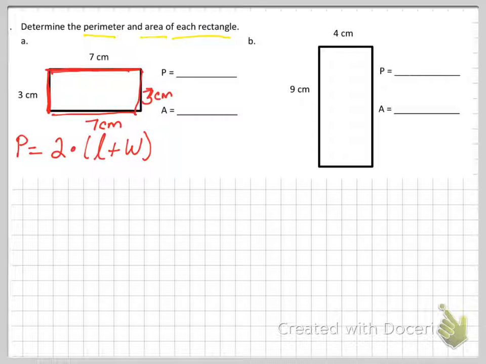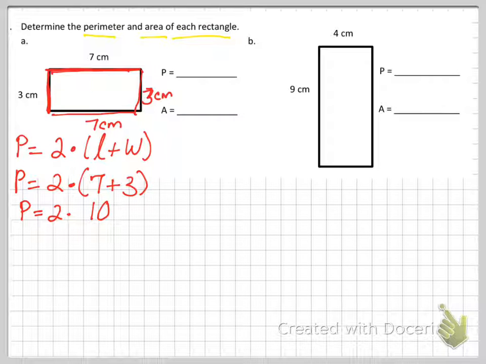So now all we need to do is plug in the L and the W. Let's bring it down. P equals 2 times, what's the length? 7. And what's the width? 3. And then we continue. P equals 2 times, and what's inside the parentheses? It's a 10. And then we can just finish it up now. 2 times 10 is 20 centimeters. So the perimeter of this rectangle, if we walked all the way around it, would be 20 centimeters.